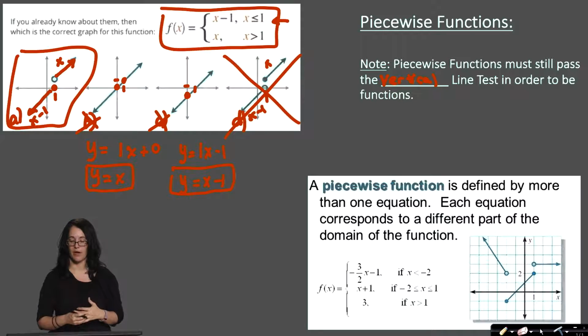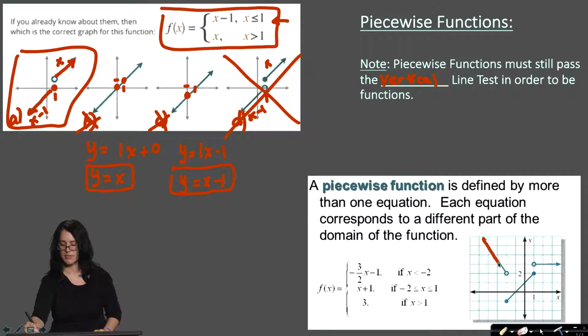Notice another example in the graph on the bottom right corner of your screen. In this graph, it looks like we have 3 pieces again, not just 2. One piece is the graph -3/2 x minus 1, whenever x is less than -2. So which piece would that be? It looks like this piece, right? But notice it's less than -2, so it's an open circle at that location.